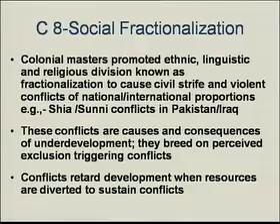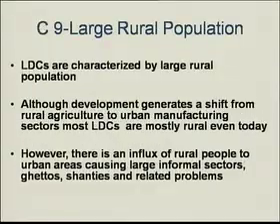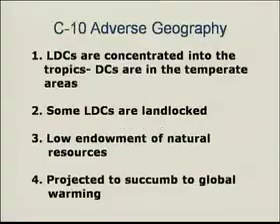Then also you have a large rural population, again partly because of the colonial impact, and this rural population is also blamed for not being very productive in their activities in comparison with the modern, urban sector. So also, most of the poor countries have a thing called adverse geography, where some of them are landlocked, some of them don't have natural resources, some of them more easily succumb to global warming.